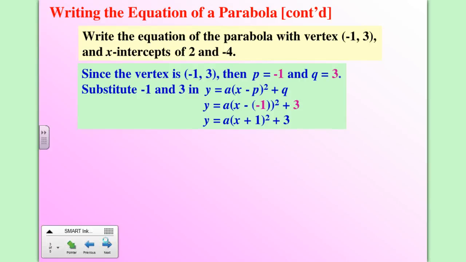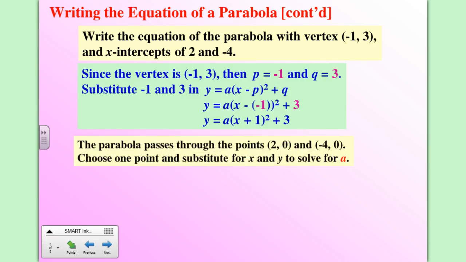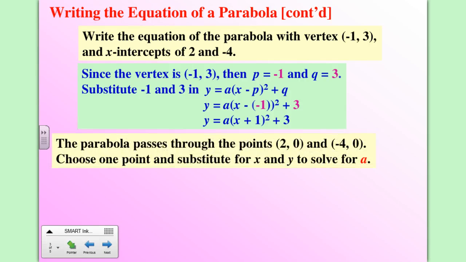And we need to use those x-intercepts there. Because the parabola passes through those points, you can choose either one of those points. And the good news is it won't matter which one you pick. You could pick either one.